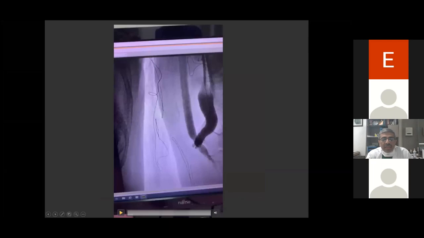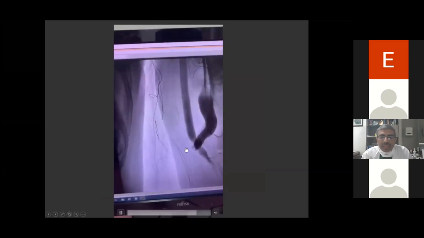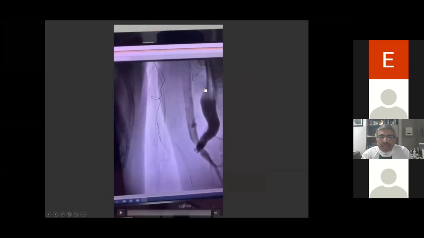Now, this is a lady who came to us with swelling in the left upper limb. So we were suspecting that probably she has central venous stenosis. And so we did an angio for this lady. So here you can see, this is the catheter, a 4-French, 5-French catheter, which is introduced into the vein with the help of ultrasound guidance. And through this, dye is inserted.